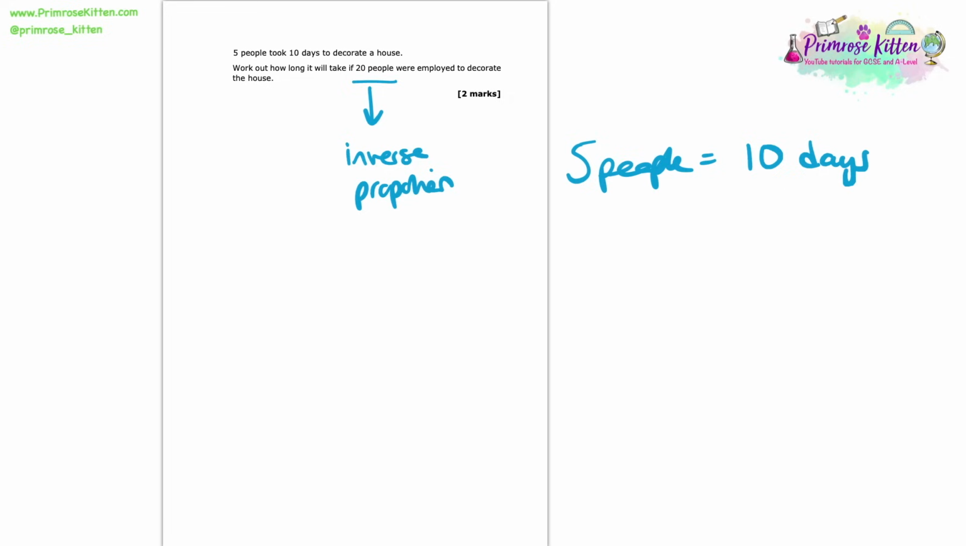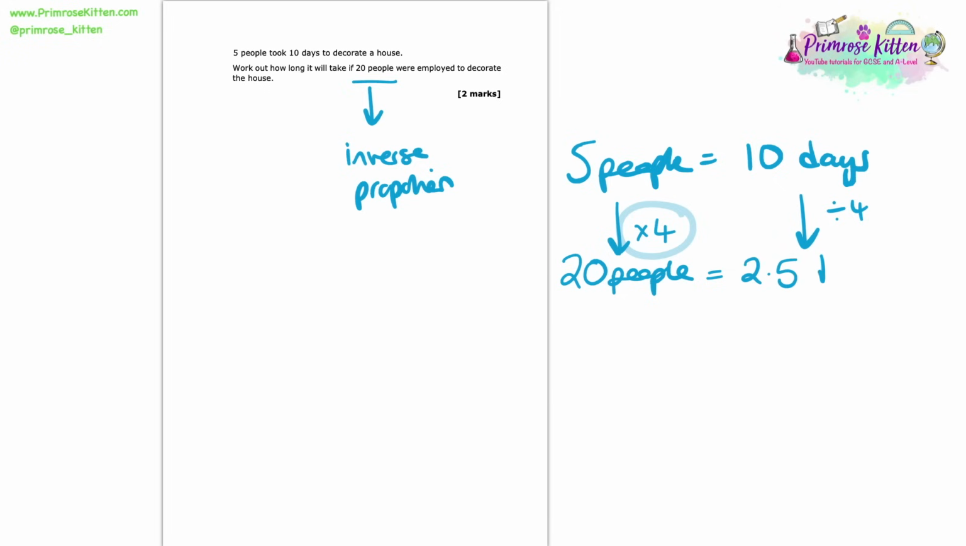So if we think, well, how many times bigger has the number of people got? I can see that it has got 4 times bigger. And in inverse proportion, they're not going to go up by the same factor. In fact, as one gets 4 times bigger, the other one will get 4 times smaller. So we need to work out what 10 divided by 4 is. And 10 divided by 4 is 2.5. So it's going to take us 2.5 days to do this. And there's your answer.